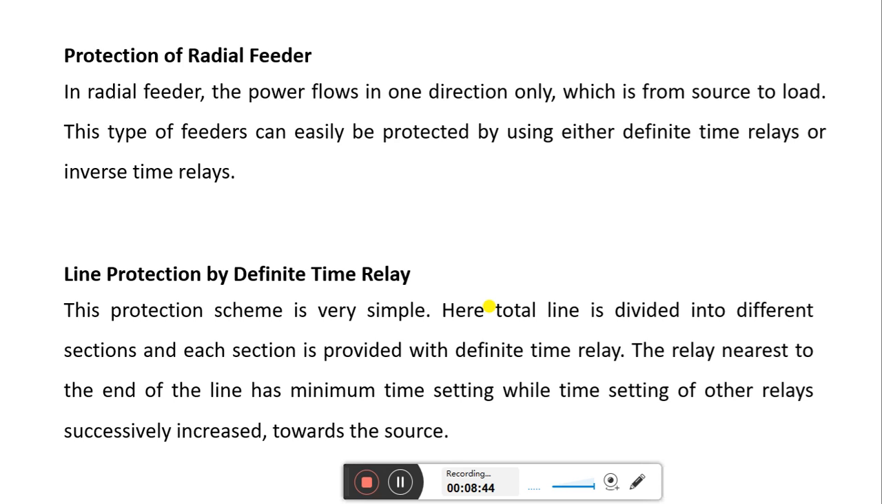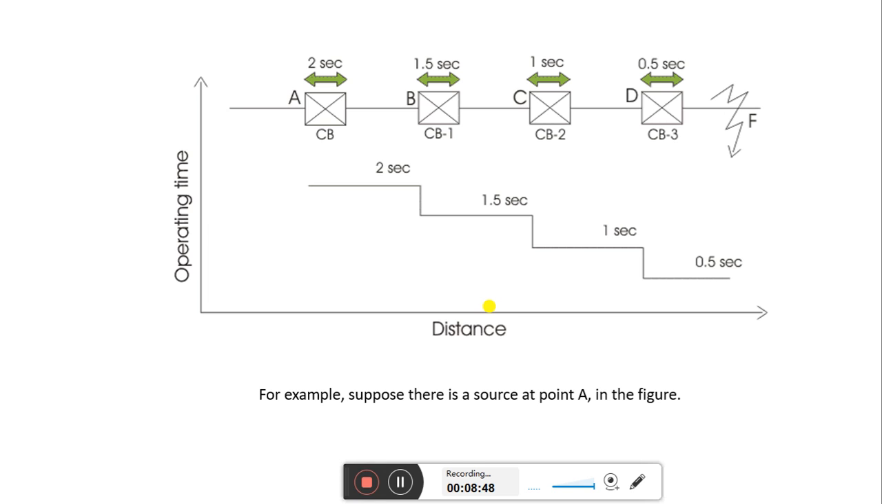What is written here, I want to explain with this diagram. Let us say this is the length of the transmission line or distribution line, measured in terms of distance. That's why a distance measurement has been shown here. Now this is the operating time. Let us say these are the different circuit breakers connected along a certain span of the transmission line. This is A, this is the CB1 circuit breaker at B, at the place C a CB2 circuit breaker, and at the place D a CB3 circuit breaker is mounted.